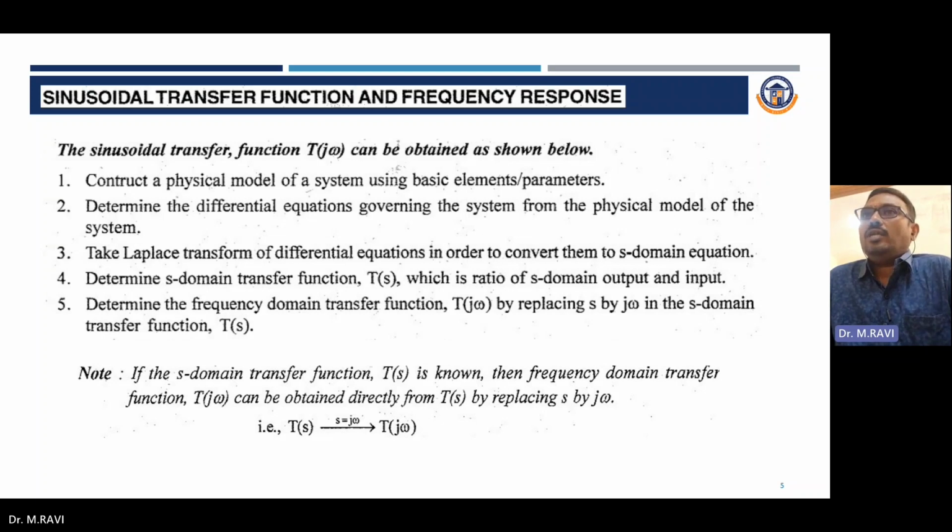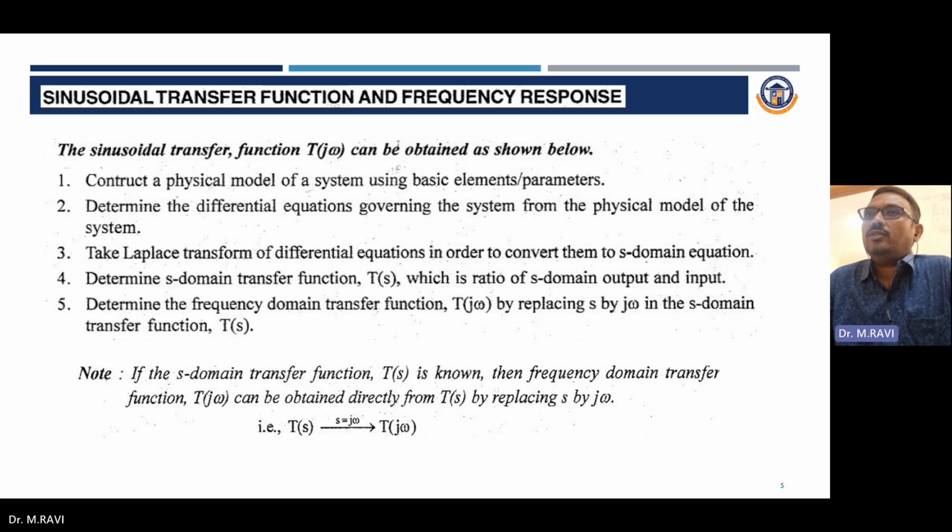The sinusoidal transfer function T of j omega can be obtained as shown below. First, construct a physical model of the system using basic elements or parameters. Determine the differential equation governing the system from the physical model of the system. Take the Laplace transform of the differential equation in order to convert it to an S-domain equation.